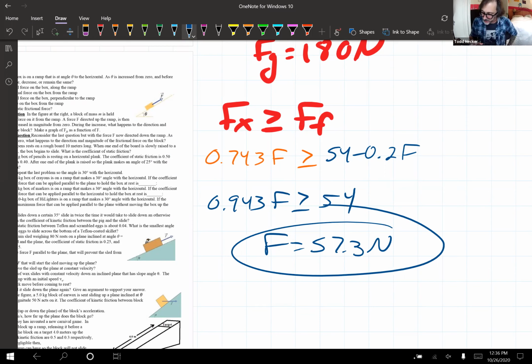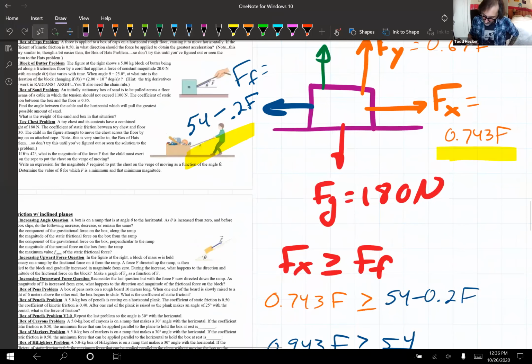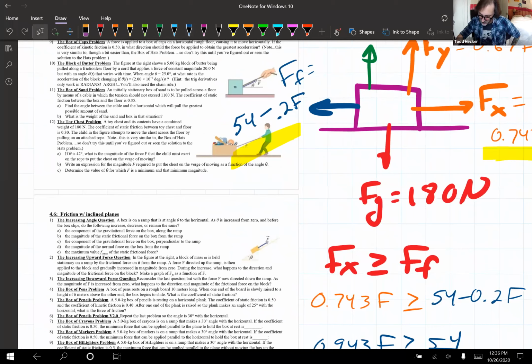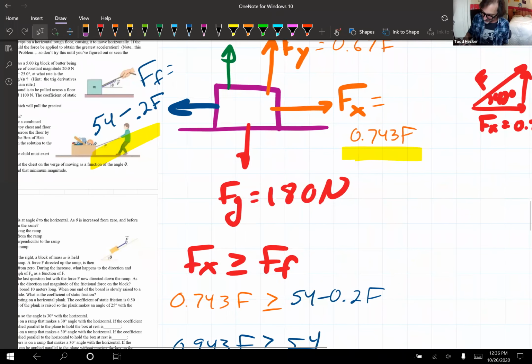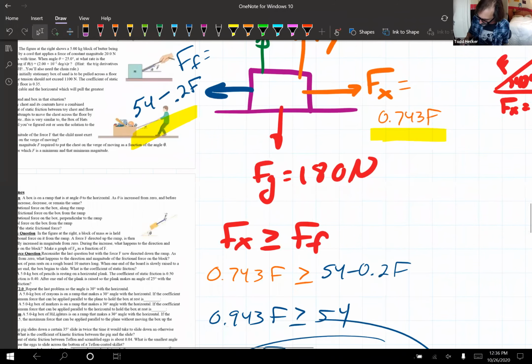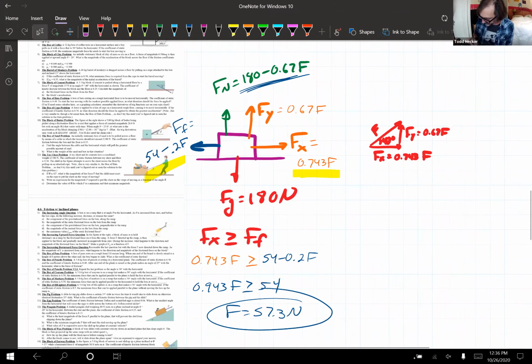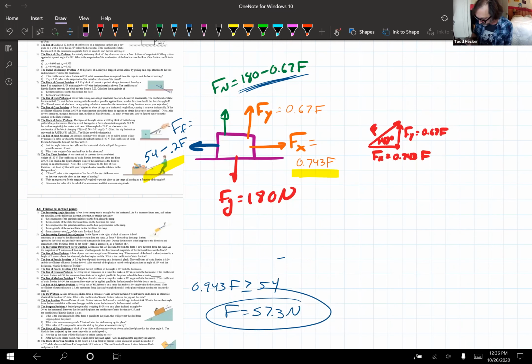Now, part B says, write an expression for the magnitude F required to put the chest on the verge of moving as a function of the angle theta. So now it's asking us to do the same thing, but in generic terms, right? So let's go back and look at the work that we did here. I'm going to clean this up a little bit to make some room.